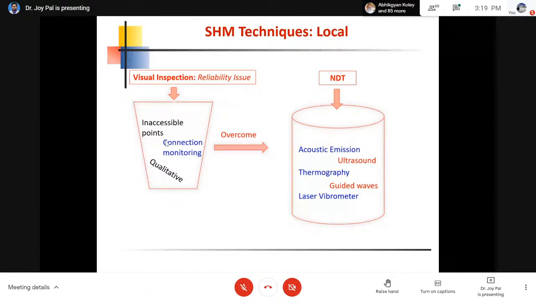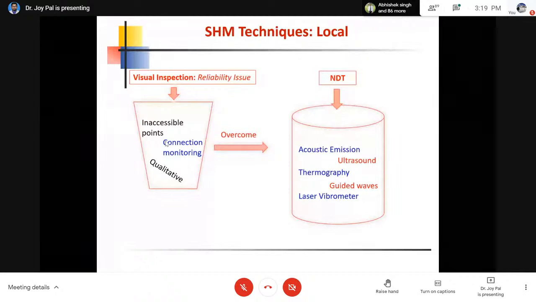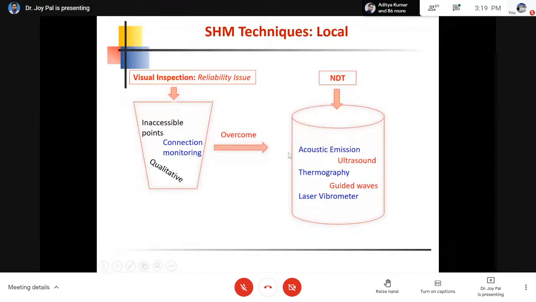Because of this, NDT came into the picture. It is non-destructive testing. In NDT, a lot of techniques are there, but I am just showing you a few techniques only. With these techniques, the health monitoring is carried out. So let us see one by one.